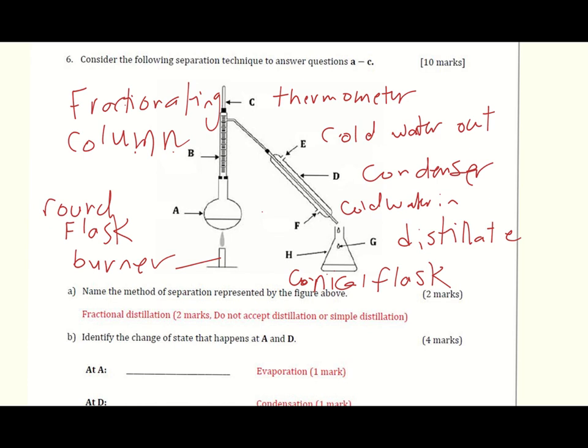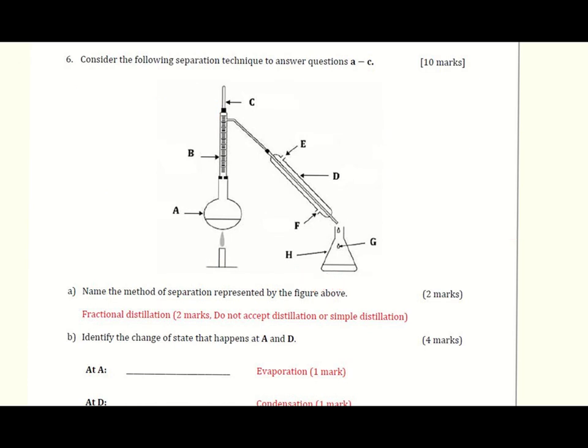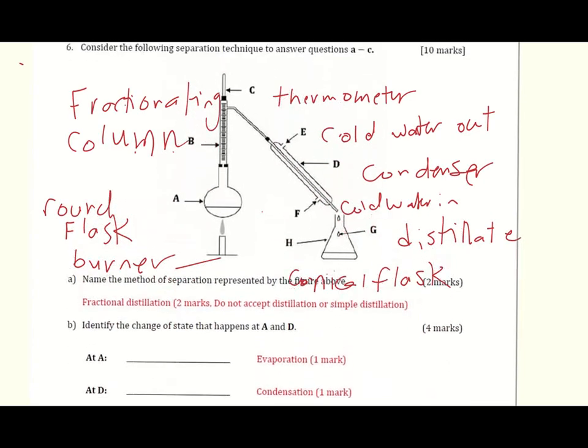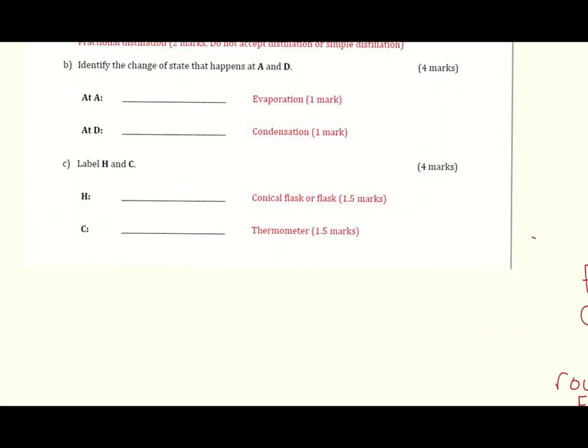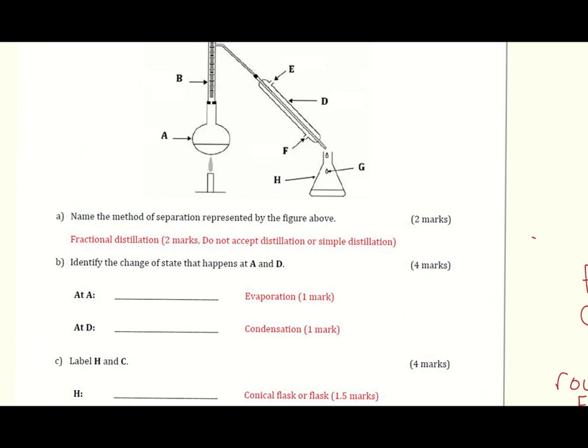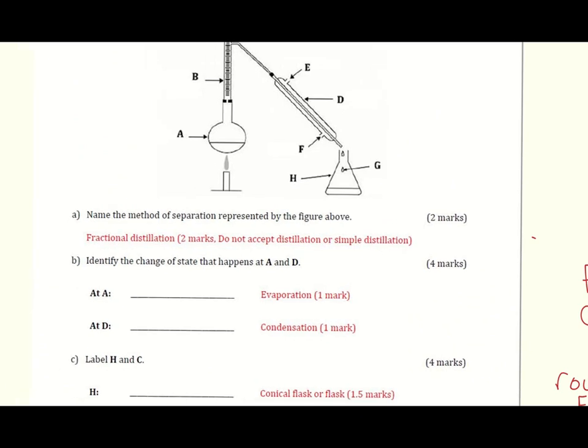So the question here is to identify the change of state that happens at A and D. If you look at A, what is the change happening here? We are heating, so it's evaporation. And what is the change happening at D? Through the condenser, it's condensation. Evaporation and condensation.